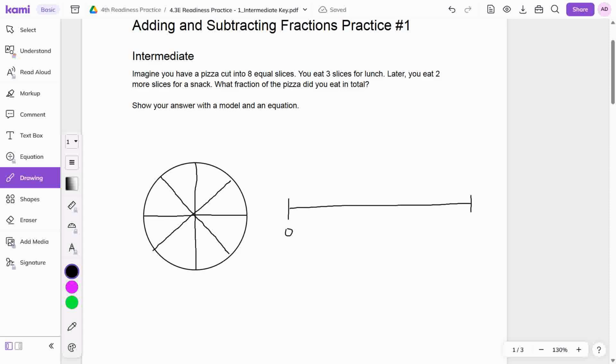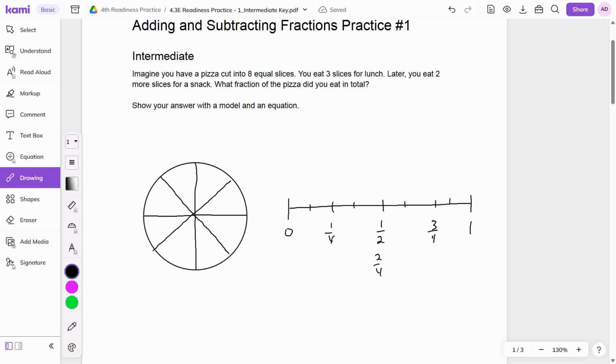So let's do this. That's going to be 0. That's going to be the whole thing. So we'll do the same thing right here. So here's my half. I'm going to cut each half in half. I'm going to get 1/4. That's 3/4, which means that 1/2 is also 2/4.